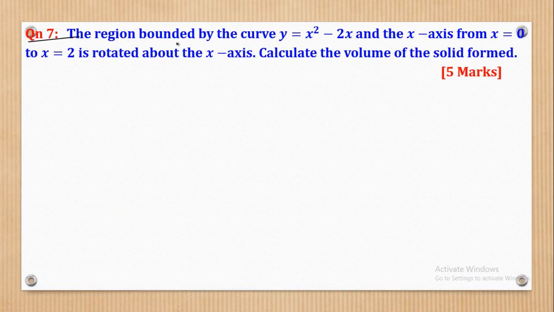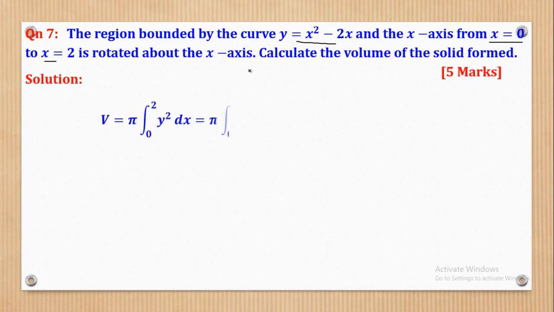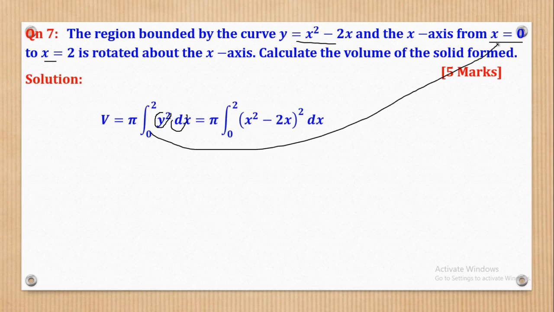It says the region bounded by the curve y equal to that, and the x-axis from x equal to 0 to x equal to 2 is rotated about the x-axis. Calculate the volume of the solid of revolution. So now here the good thing is that they have given us the limits to use and the curve to integrate. So we are going to quote the formula that volume is equal to pi integral of y squared dx from the lower limit up to the upper limit.